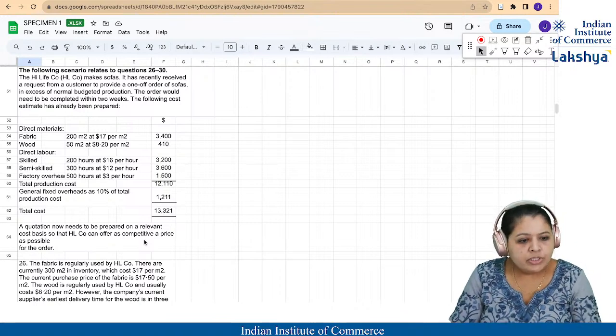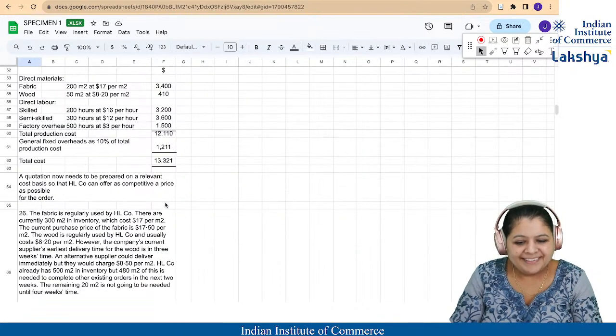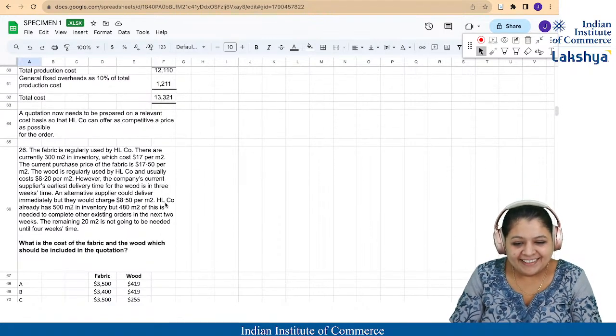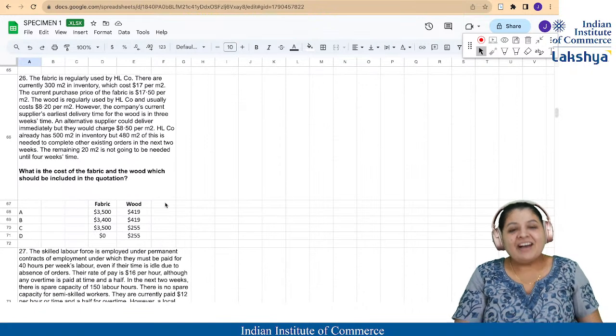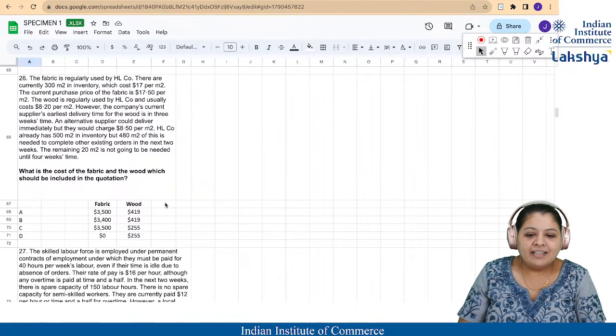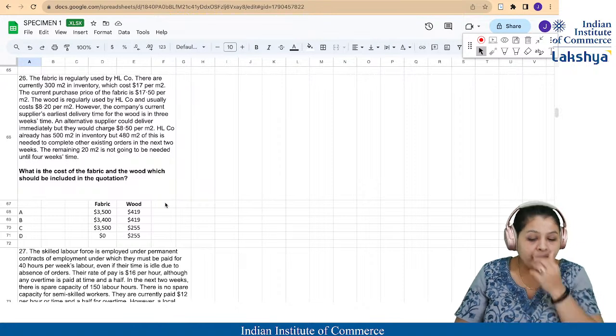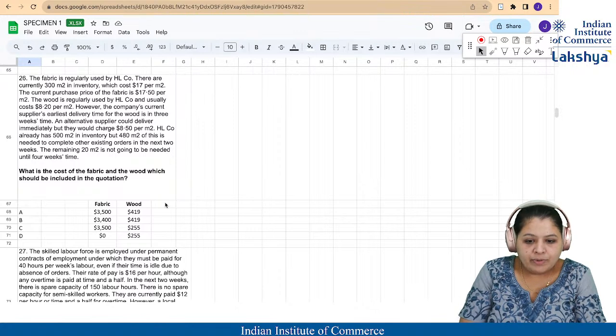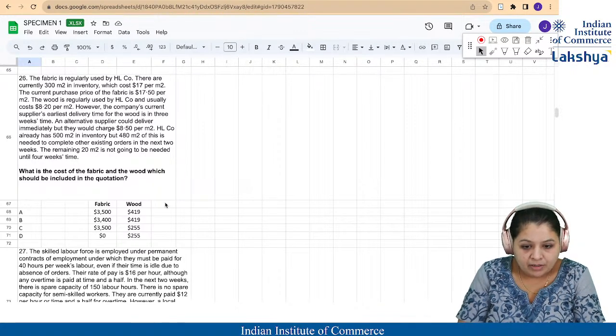The first is question number 26. The fabric is regularly used by HL company. There are currently 300 square meters in inventory, which cost $17 per square meter. The current purchase price of the fabric is 17.5.